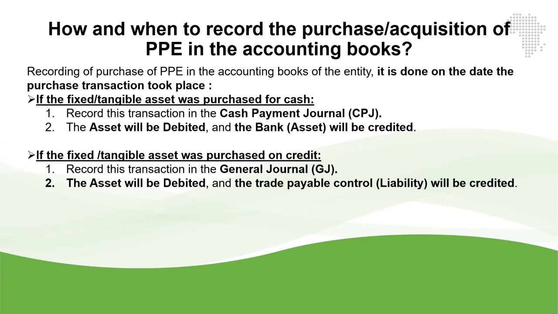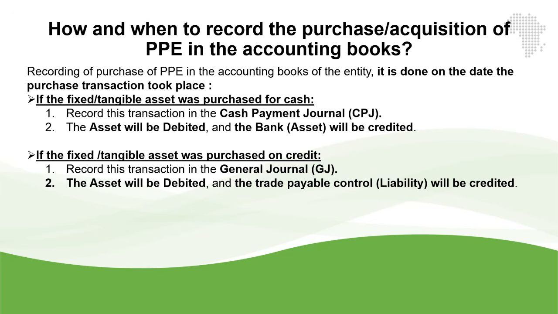While we are still continuing, what we are saying is that recording of the purchase of property, plant and equipment in the accounting books of the entity, you will do the recording on the day the transaction took place. So if you go today and buy a machinery or a vehicle, you need to go and update your accounting books. There are 2 ways this can happen. You can purchase property, plant and equipment for cash, or you purchase it on credit.